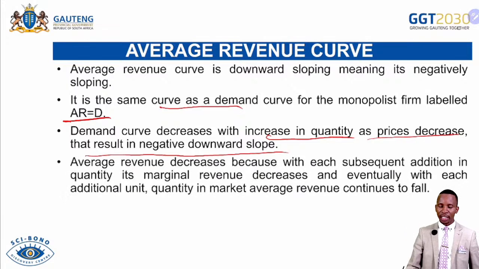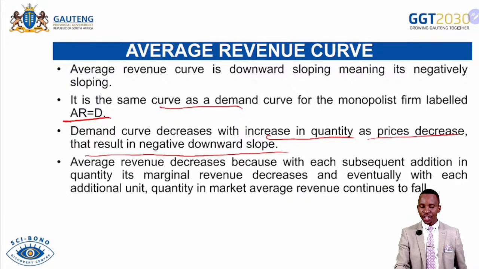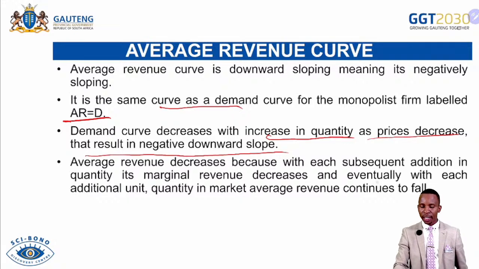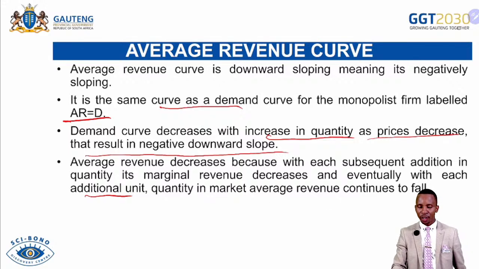And then average revenue decreases because with each subsequent addition in quantity, marginal revenue decreases, and eventually with each additional unit in the market, average revenue will always fall.